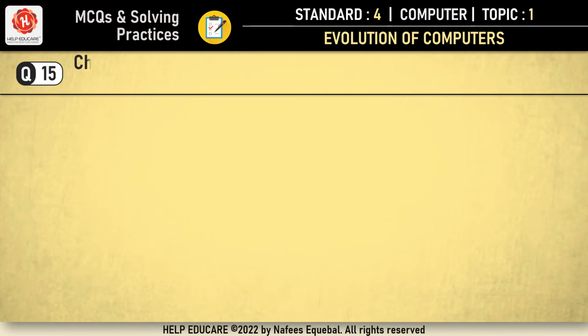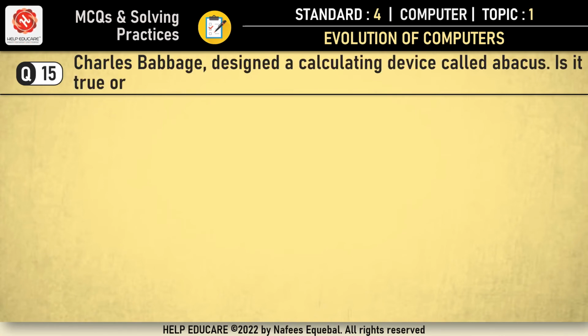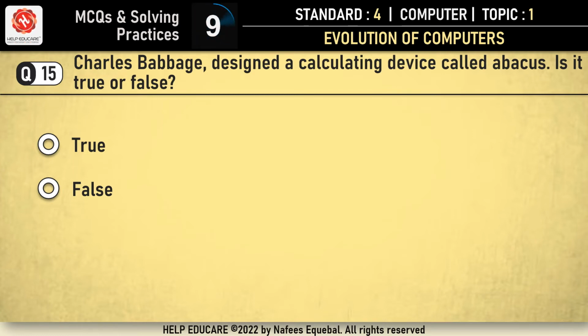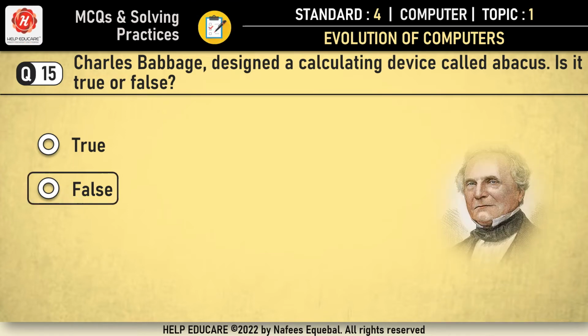Question number 15. Charles Babbage designed a calculating device called abacus. Is it true or false? First option, it is true. Second option, it is false. Answer will be displayed in 10 seconds. Correct answer is, it is false. Charles Babbage invented the first digital computer, not the abacus.